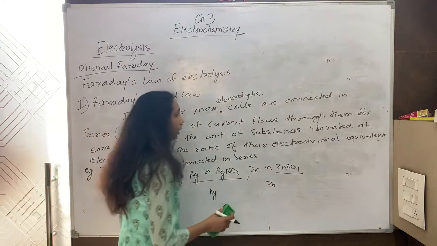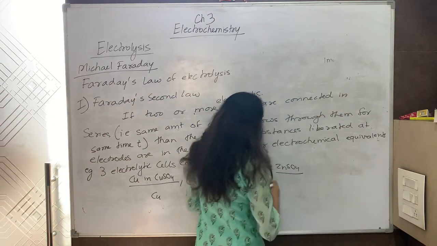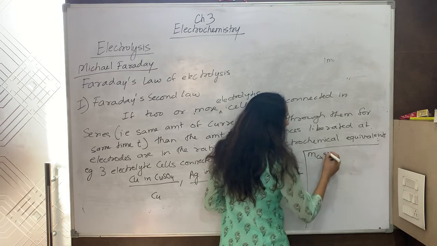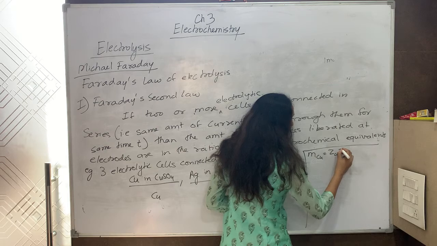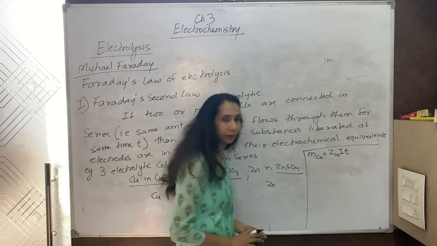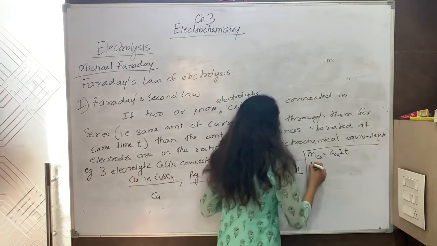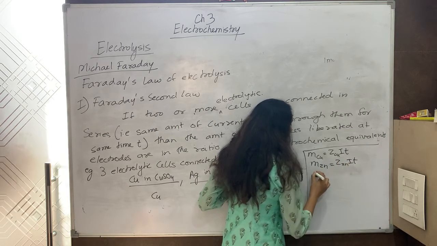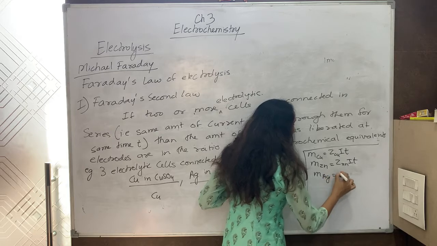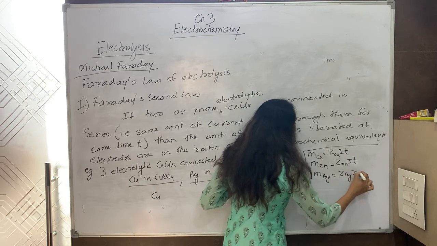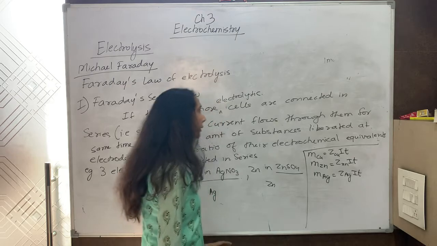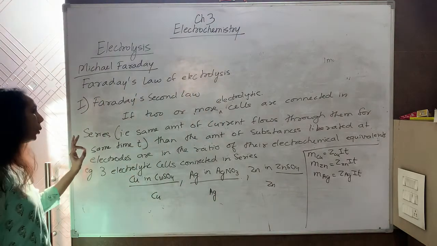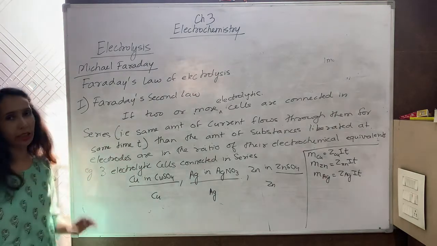Now, according to this law, mass of copper deposited is equal to electrochemical equivalent of copper multiplied by I into t. Mass of zinc deposited, Z of zinc, I t. Mass of silver deposited, Z of silver, I t. I t is same for all of them. We have already written that same amount of current flows through them for the same time t.